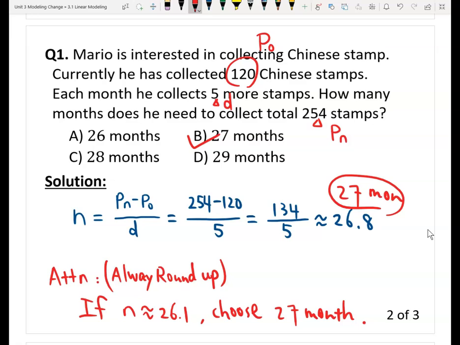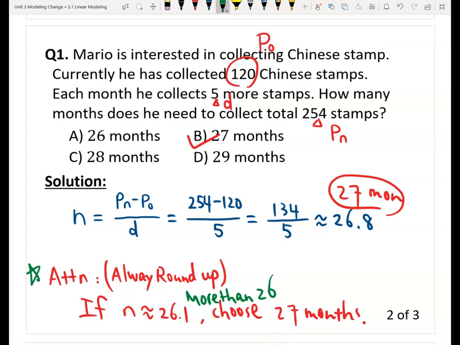Okay, why? Imagine why we need to do this. This is not always normal rounding. Because you can imagine 26.1 months, which means Mario needs more than 26 months, right? More than 26 months, which means what? Of course, it's 27 months. If you choose 26, Mario cannot reach that number. So this is very special.